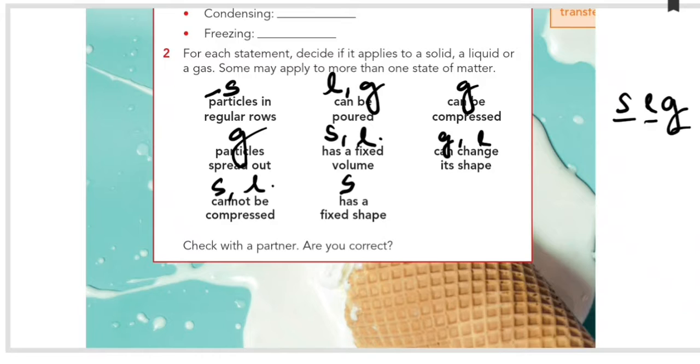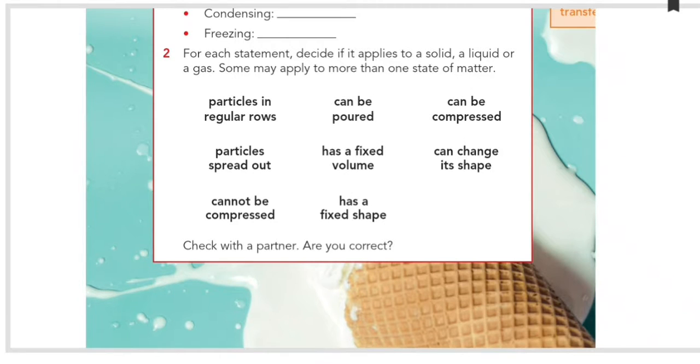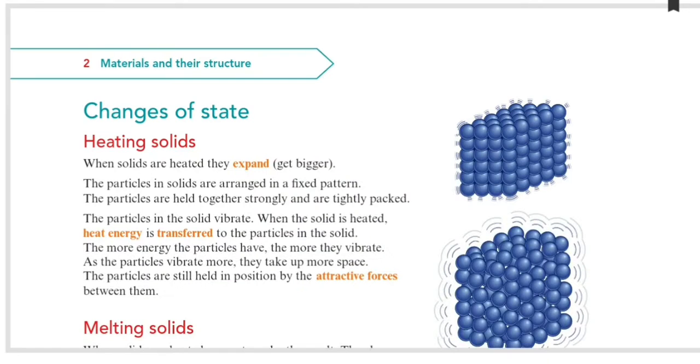Clear? So the properties we have already discussed earlier, and now we are just revising them. Next, what we are going to learn is about explaining the change of state.